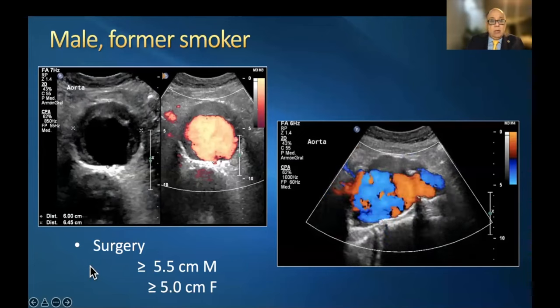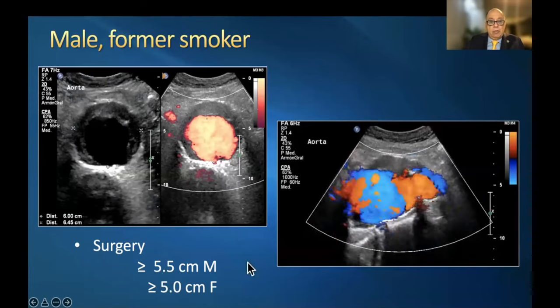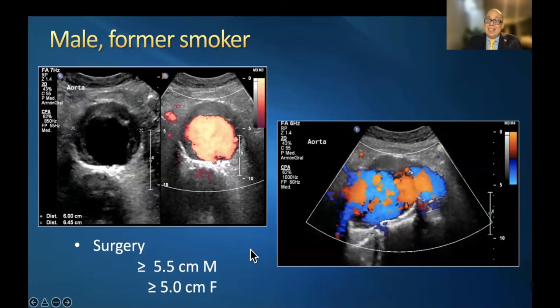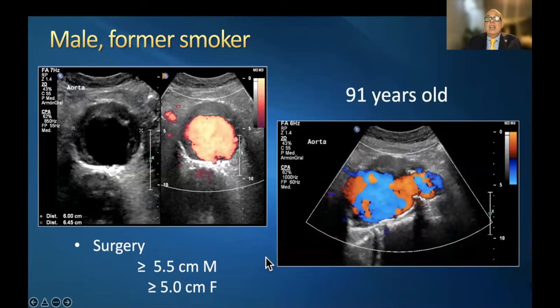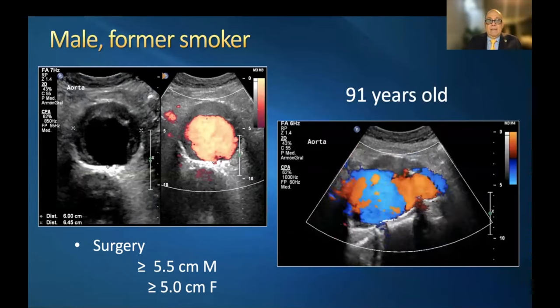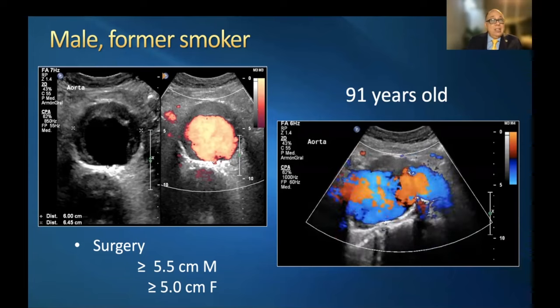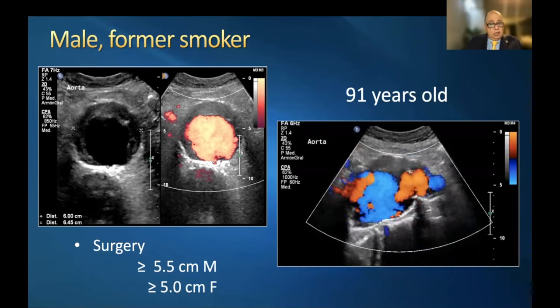I want to remind you the surgery criteria: for male patients equal or more than 5.5 and for female patients equal or more than 5.0. But in this particular case, our patient was 91 years old at the moment of the test. So family, patient, and surgeon all decided not to take the patient to surgery.